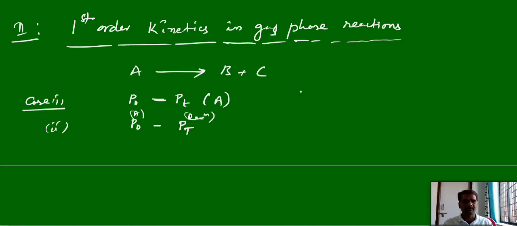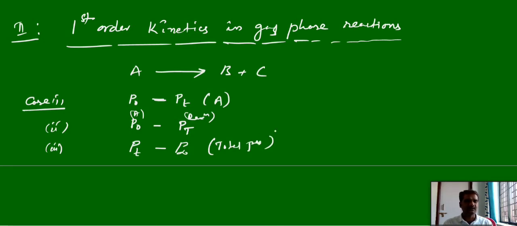Then again, how do we identify the integrated rate equation here? And the third case: here they will give the pressure at a time t, that is Pt, and the total pressure at the completion of the reaction, which we can call at infinity time. If all of A is consumed, that is at infinity time, what is the total pressure? This is Pt and P infinity, the total pressure of the reaction.